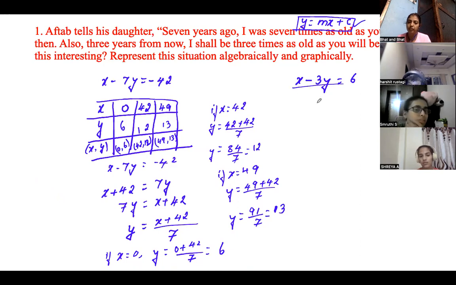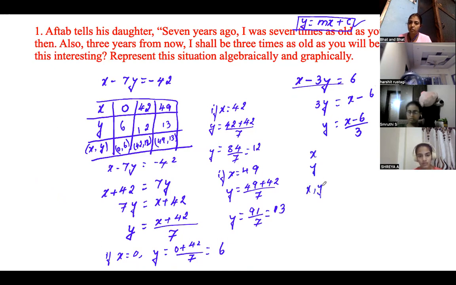So this one also, if I write in terms of y, it will become 3y is equal to x minus 6, correct? So y will be equal to (x minus 6) divided by 3. Now, same table: x, y, and x comma y we will put.